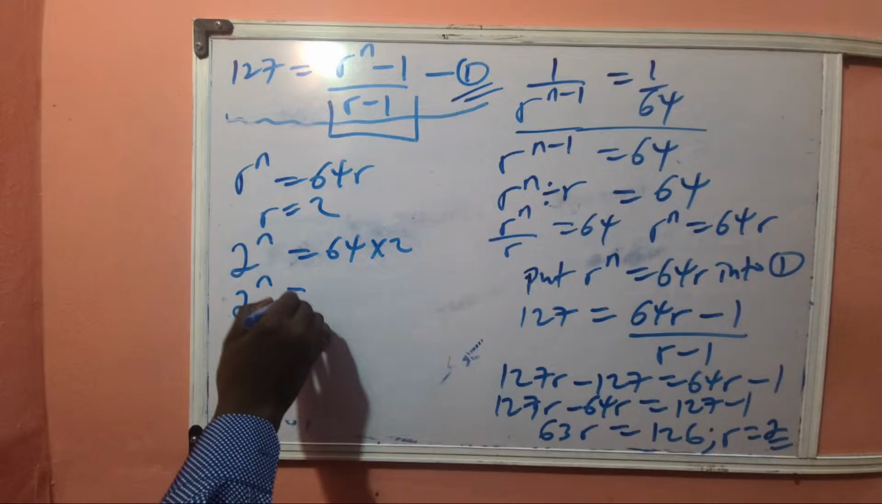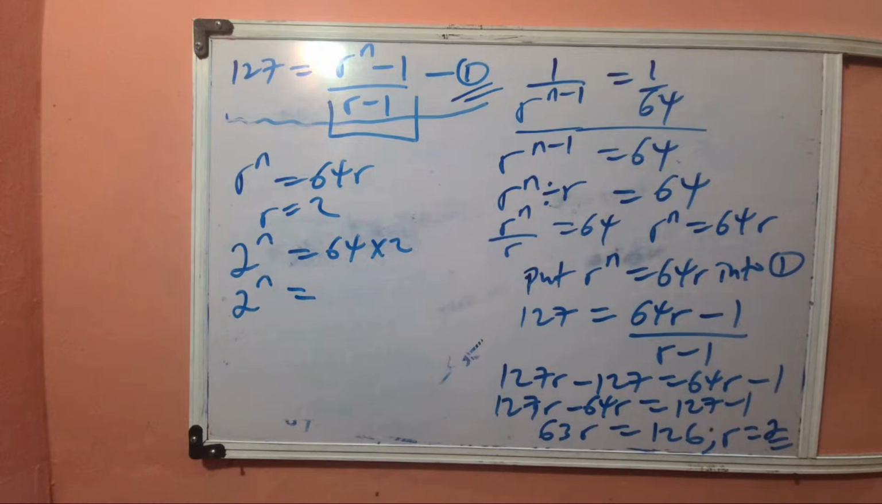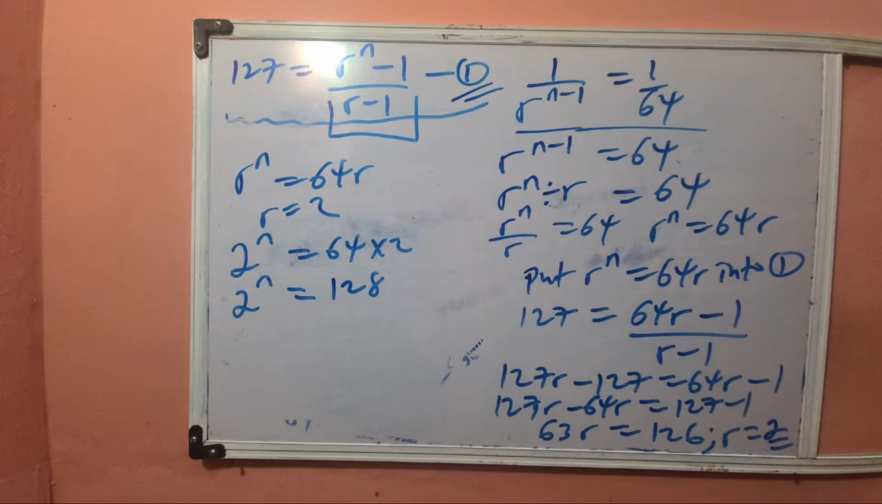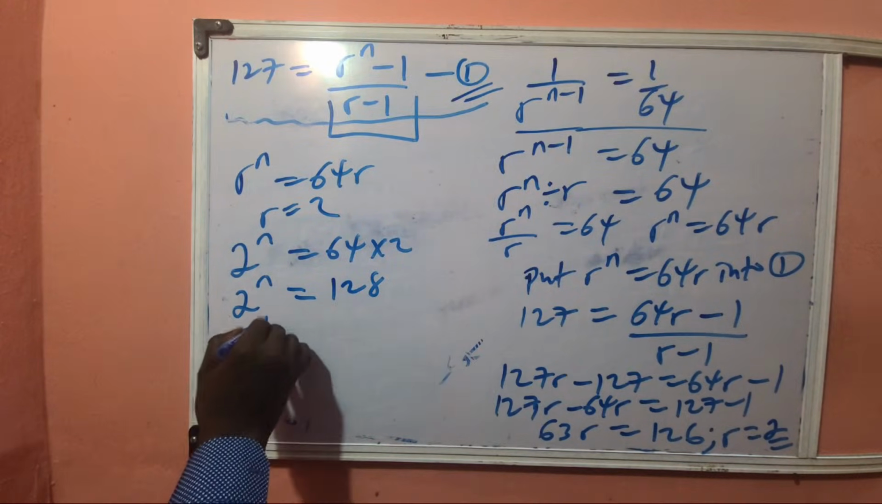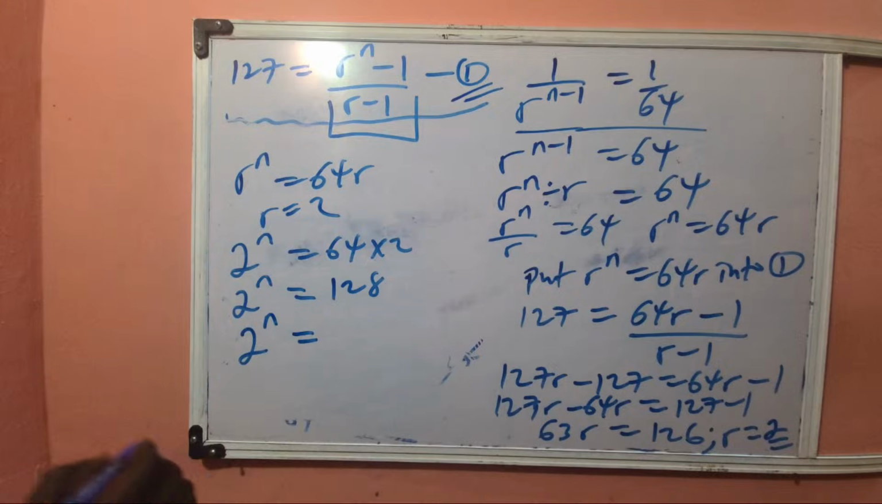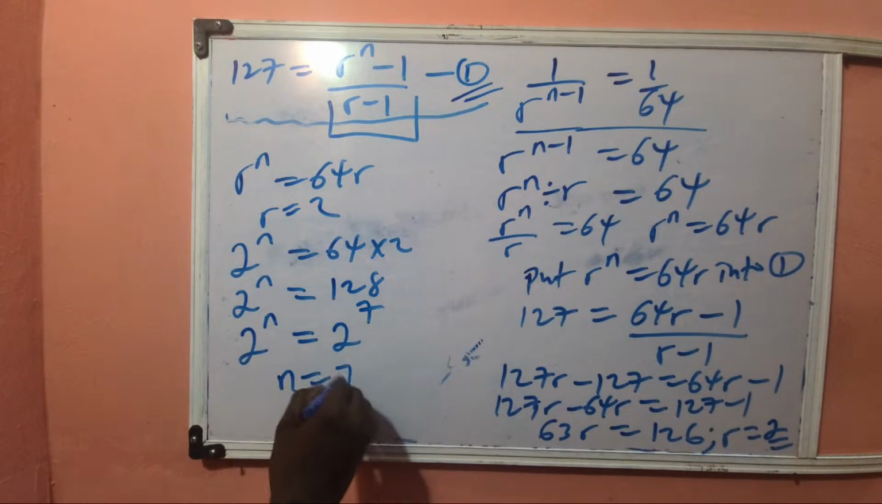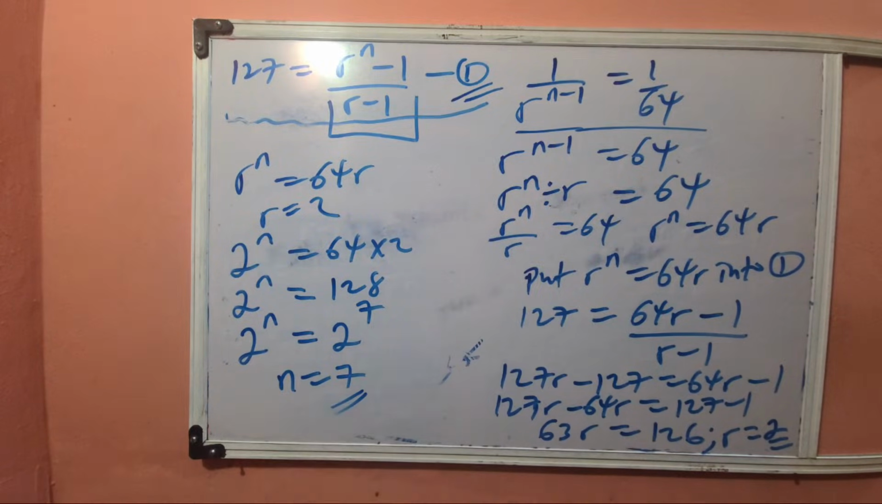2 raised to power n equals, that will be what? 128. And 128 is 2 raised to power 7. So my n here equals 7. I'm sure if you remember yesterday, this was not the route I took. Just telling you that anything you want to.